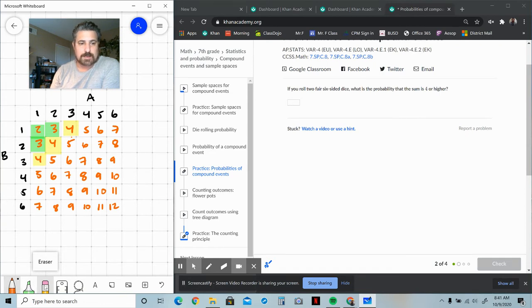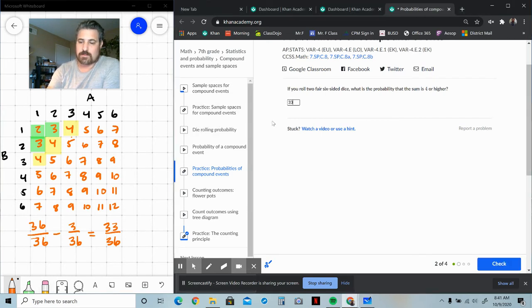So the probability of 4 or higher is everything else. How many things are here? It's 6 by 6, so it's 36. There's 36 outcomes that are possible. So that's the whole, 36 out of 36. You're going to take away the 3 that don't work, so take away 3 out of 36. And you're going to be left with the number of things that do work, which in this case is 33 out of 36. Now you can simplify that, you can make it a percent, but I don't think Con cares about that. So I'm just going to put in 33 divided by 36.